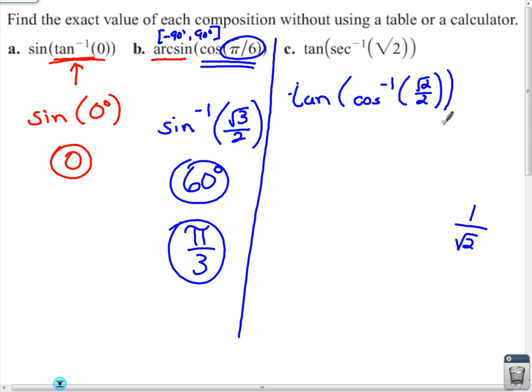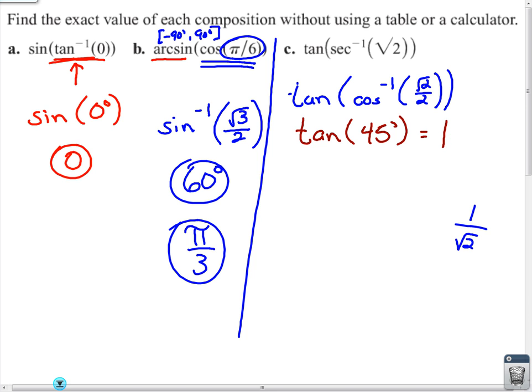Keep in mind that when you're dealing with inverse cosine, you're going from 0 to 180. Since it's positive, we really don't have to worry about it. Any of the inverse sine, inverse cosine, or inverse tangent, if it's positive, you're in the first quadrant. What is the inverse cosine of root 2 over 2? Good. Cosine of 45 degrees is root 2 over 2. So we're simply looking for the tangent of 45 here, which is 1.